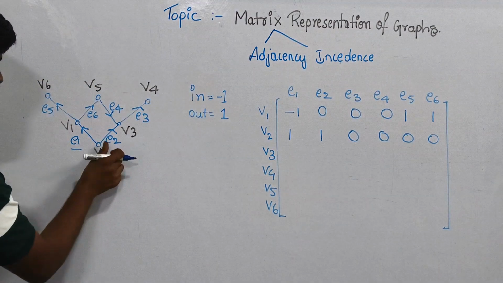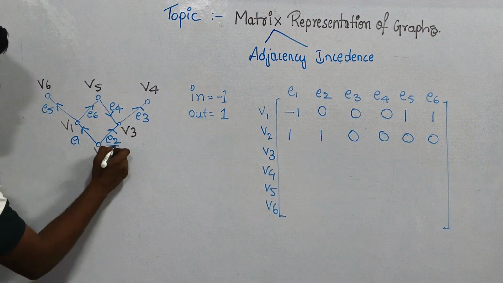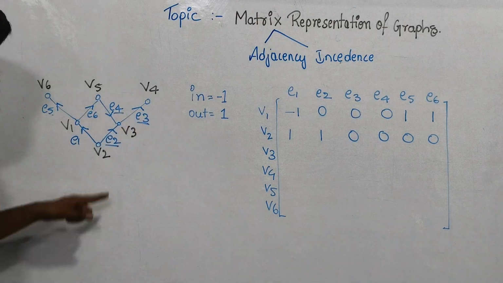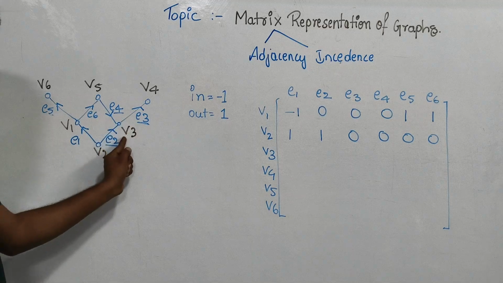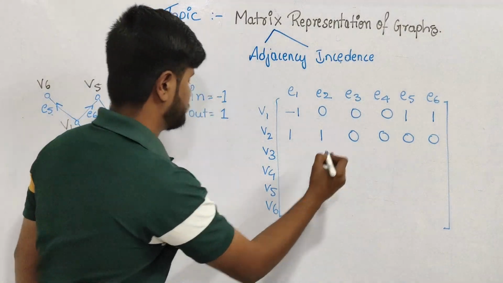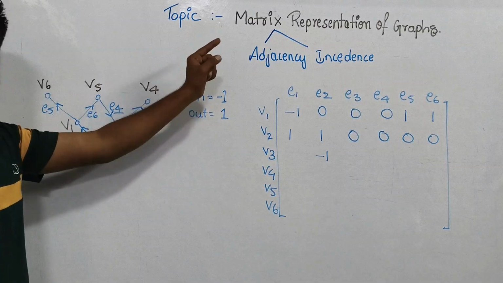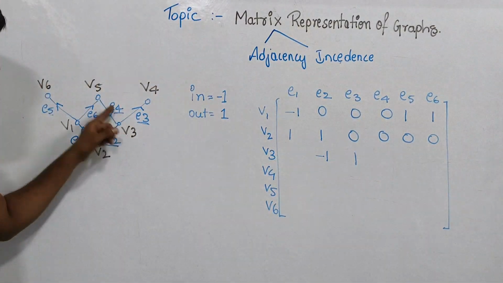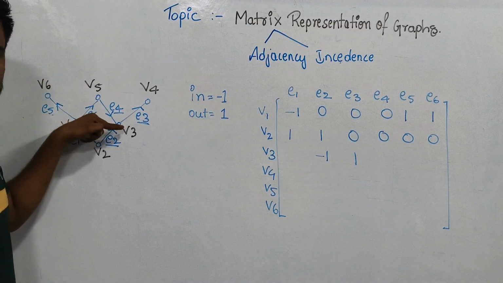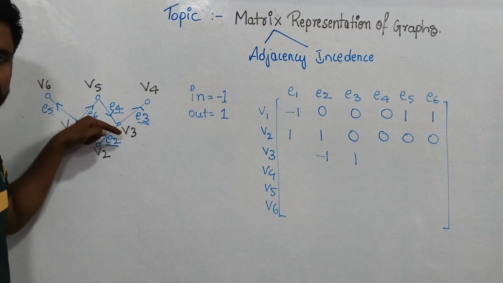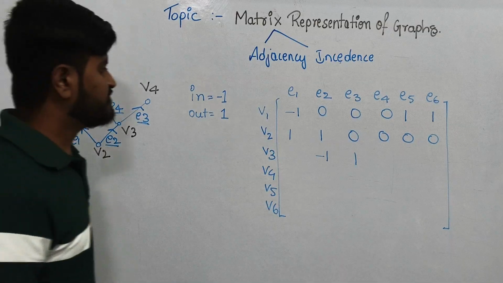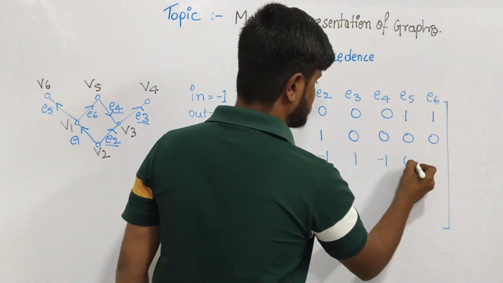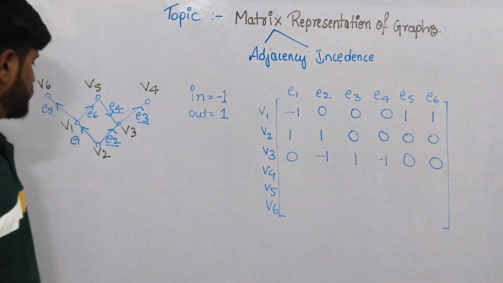Next, vertex V3 is directly connected to edge E2, edge E4 and edge E3. So E2 is coming towards the vertex V3, so minus 1. E3 is moving away from the vertex V3, so only 1 will be assigned. E4 is coming towards the vertex V3, so E4 will get minus 1. Next, all others will be 0 itself.